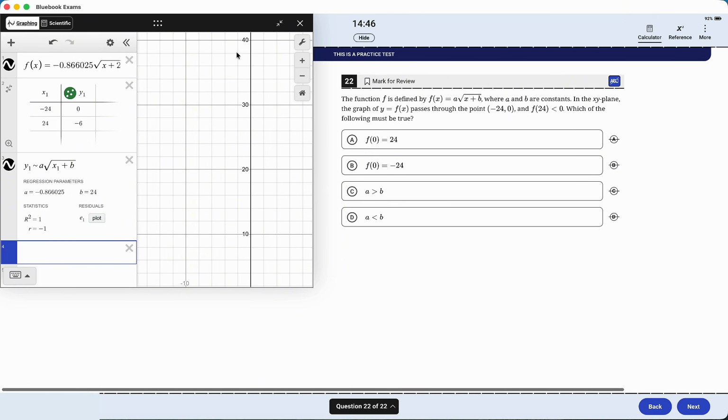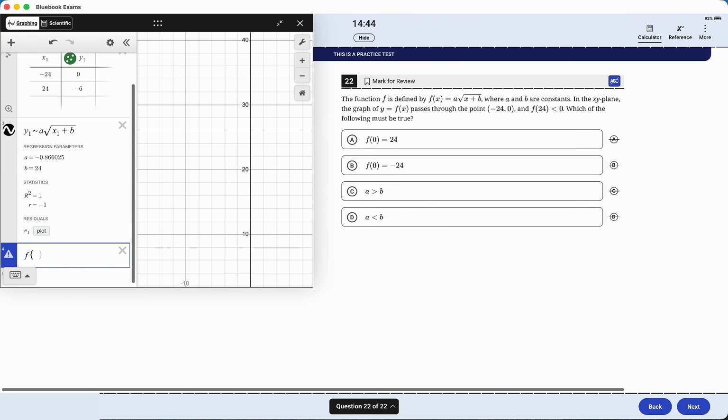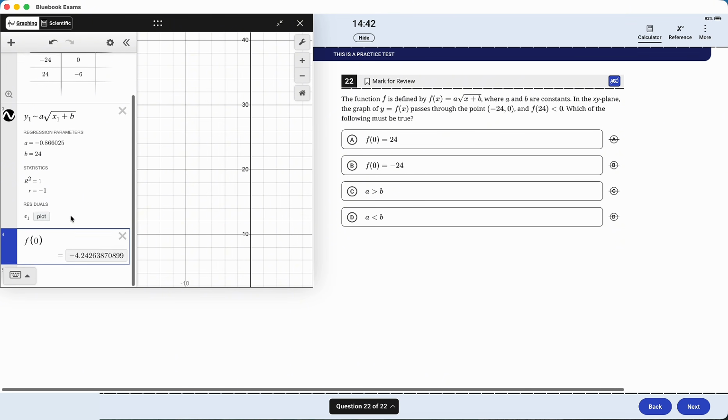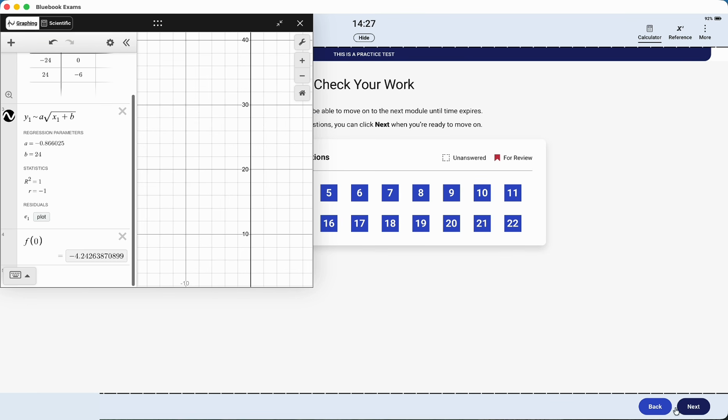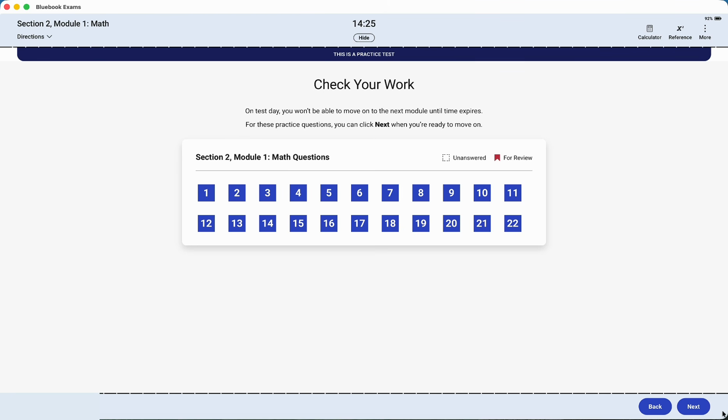So now I have my function. Why do I want my function? Because now I can test out, say, f of 0. What's f of 0? Well, it's this number. It's neither 24 nor -24, so those are wrong. That leaves me with a and b. And you see, I know what a and b are. A is negative, this number, and b is 24. So a is less than b. So that's it, and that's it for Module 1.